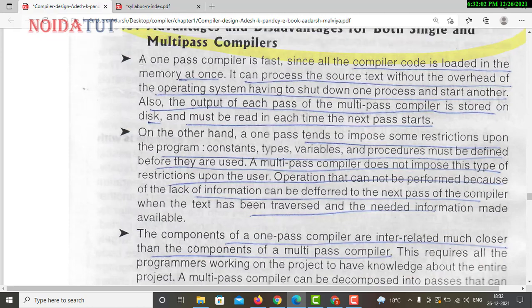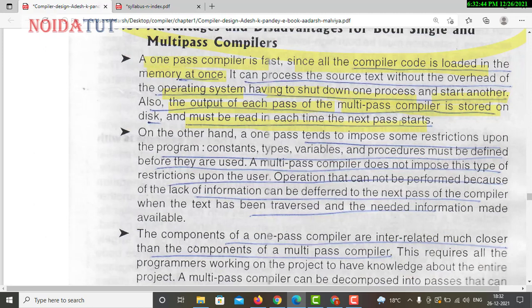study. Fine. Now a one pass compiler is fast since all compiler code is loaded in the memory at once. मतलब one pass compiler is faster than the multi pass compiler and all the load of codes is in memory in single pass. यस सर. It can process the source text without overhead of the operating system and having to shut down one process and start another. Also, the output of each pass of the multi-pass compiler is stored on disk and must be read each time in the next pass.